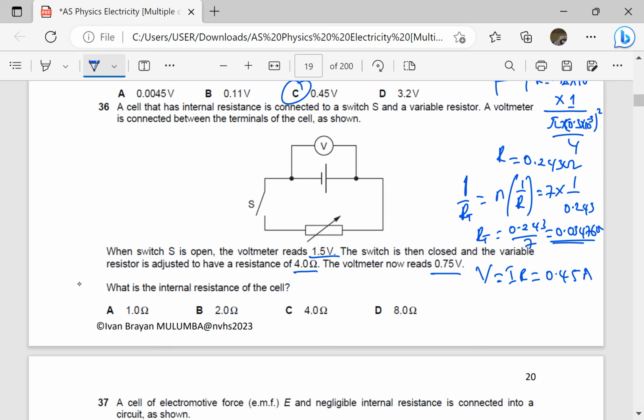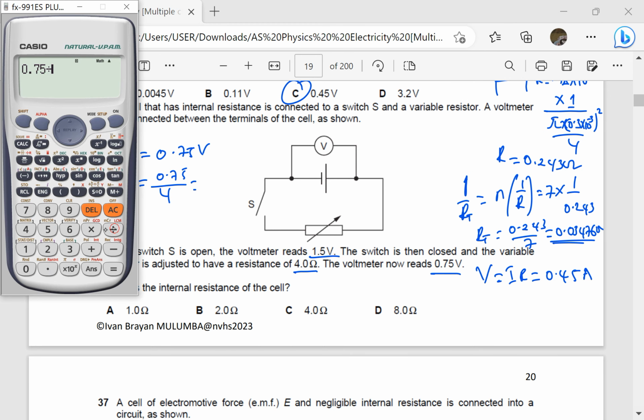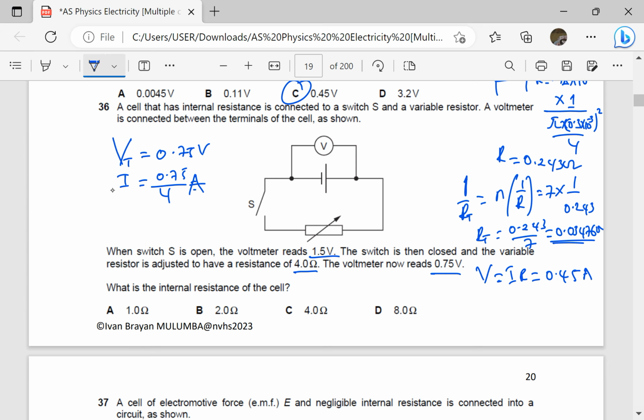So it means the lost volts, I'll call it V, is going to be 1.5 minus 0.75, which is 0.75 volts. The current is going to be the PD, which is 0.75, divided by the resistance there, which is 4 ohms. That is the current through this, which is going to be the same current through the battery. So 0.75 divided by 4, I'll just say the current is that.